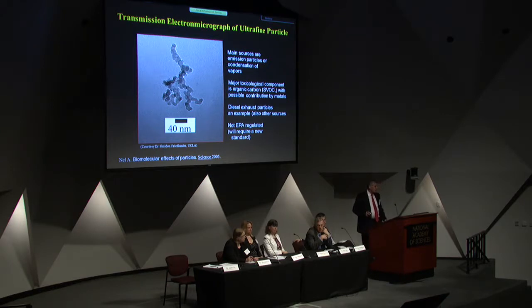I now show you, collected also at UCLA, a transmission electron micrograph of the ultrafine particles, and you heard about fractal soot. So what you see here are fractal soot particles, which are the main source of emission of particles from vehicular traffic. We're close to the 405 freeway, and the condensation of vapors. And the major toxicological component of this is organic carbon, of which the semi-volatile organic components, such as the PAHs and perhaps the metals, play the major role in the toxicology. And as you've heard, there are many different sources, including diesel, and these particles, of course, are not regulated.